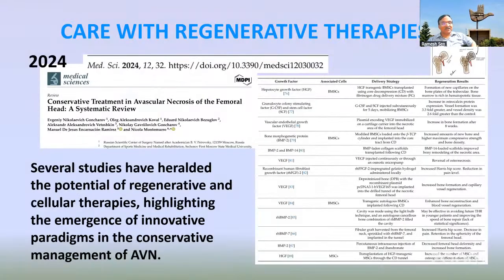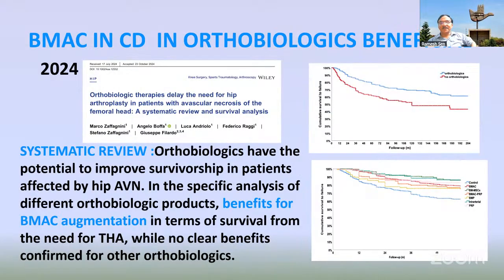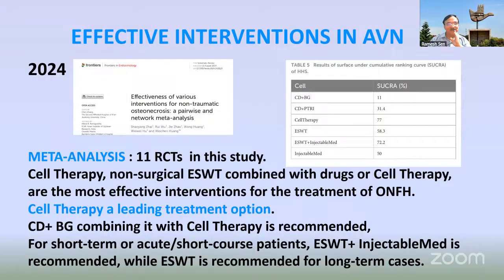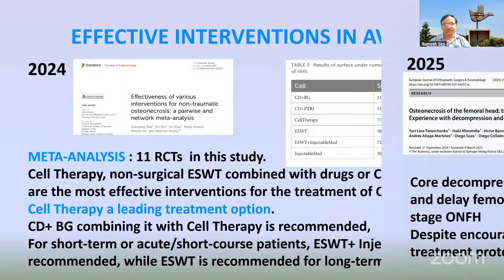This is a sum up done in 2024 that some studies have heralded the potential of regenerative and cellular therapies, highlighting the emergence of innovative paradigms in the conservative management of AVN. Now, this is again 2024. What they say is orthobiologics have a lot of potential, and it is again a systematic review. They say there are benefits of BMAC augmentation in survival from the need of THA as such. Another paper, another city, and again you can see they had compared core decompression, cell therapy, injectables, local, and they found cell therapy is a leading treatment option in this kind of situation.